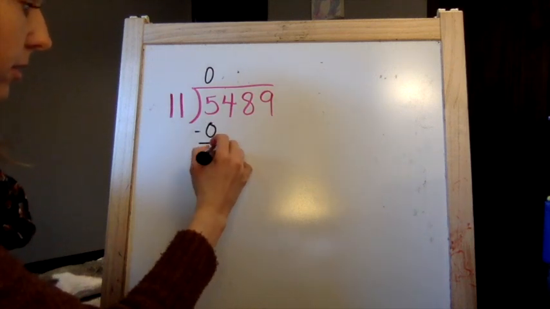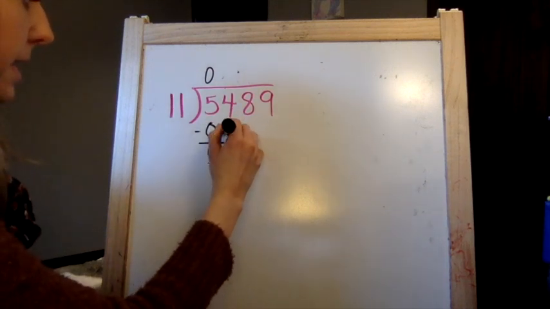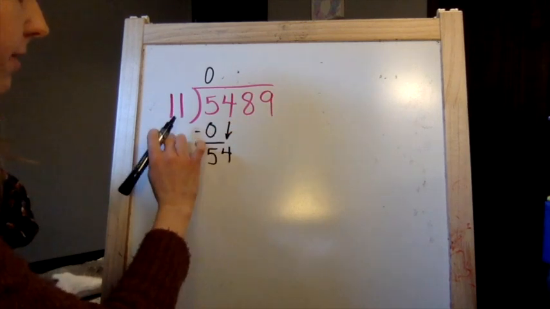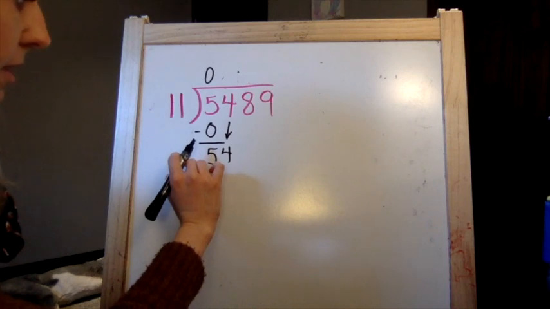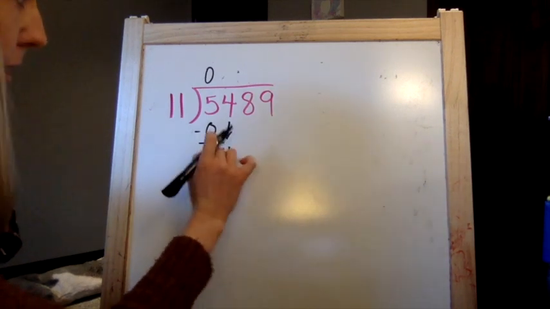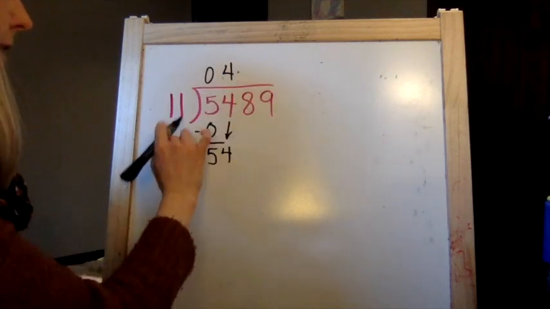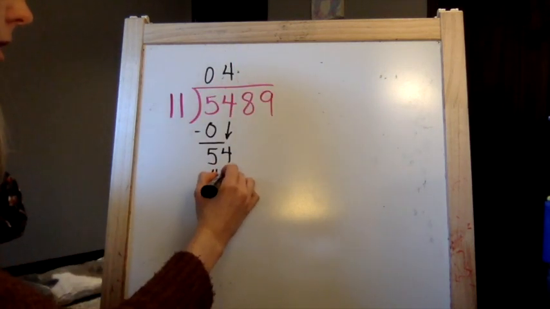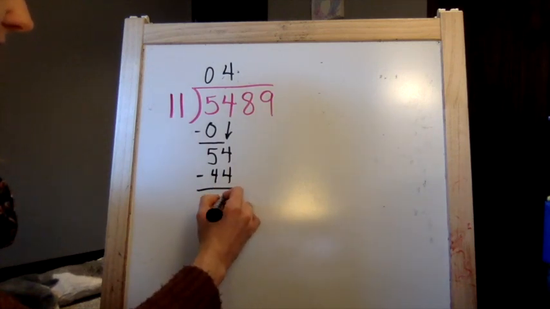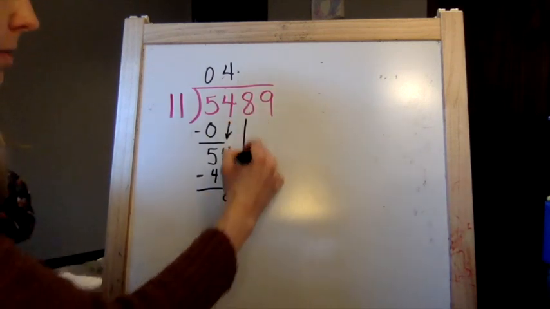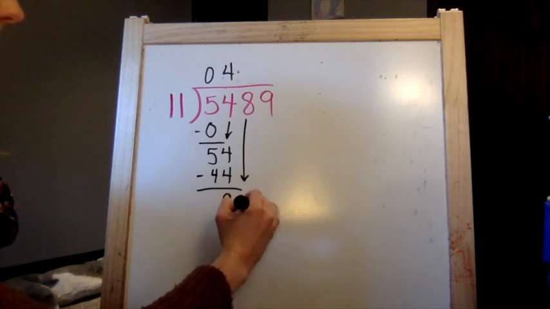Subtract to find the difference. Bring down your next number. 11 goes into 54. Remember our 11 times tables. 11 goes into 54 4 times, because 11 times 5 is 55. It'll be 4 times. 11 times 4 is 44. Subtract to find the difference. The difference is 9. Now I bring down my 8.